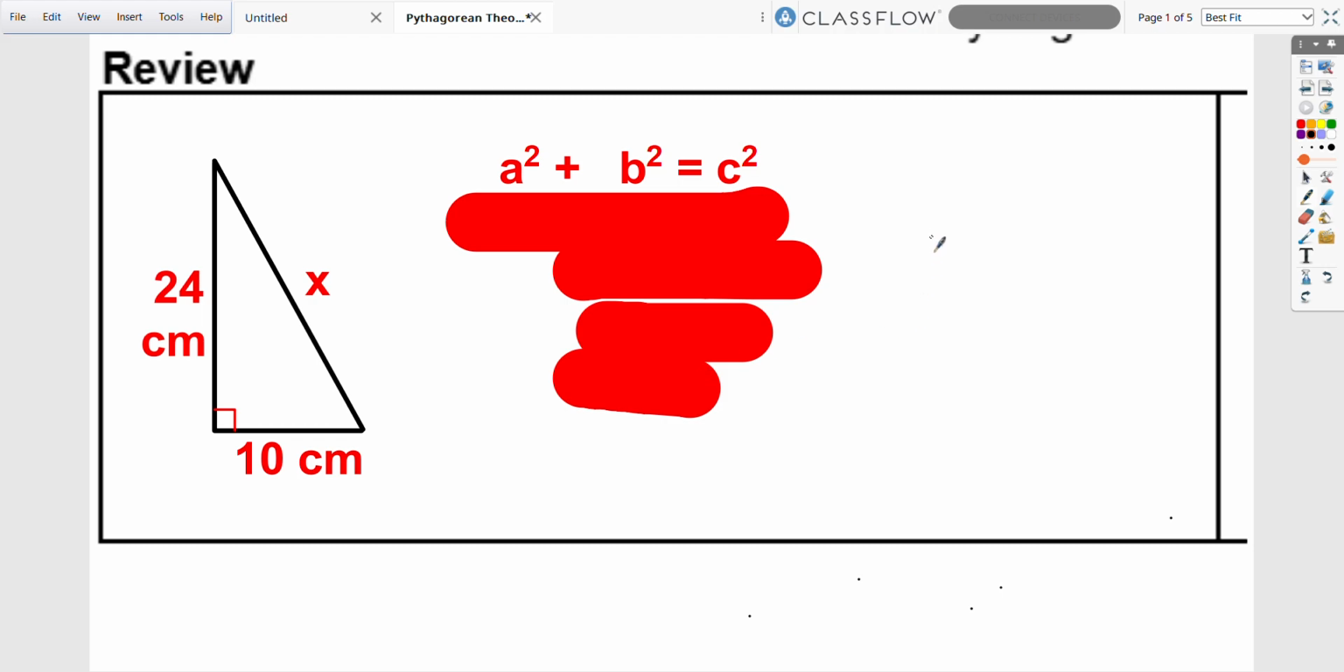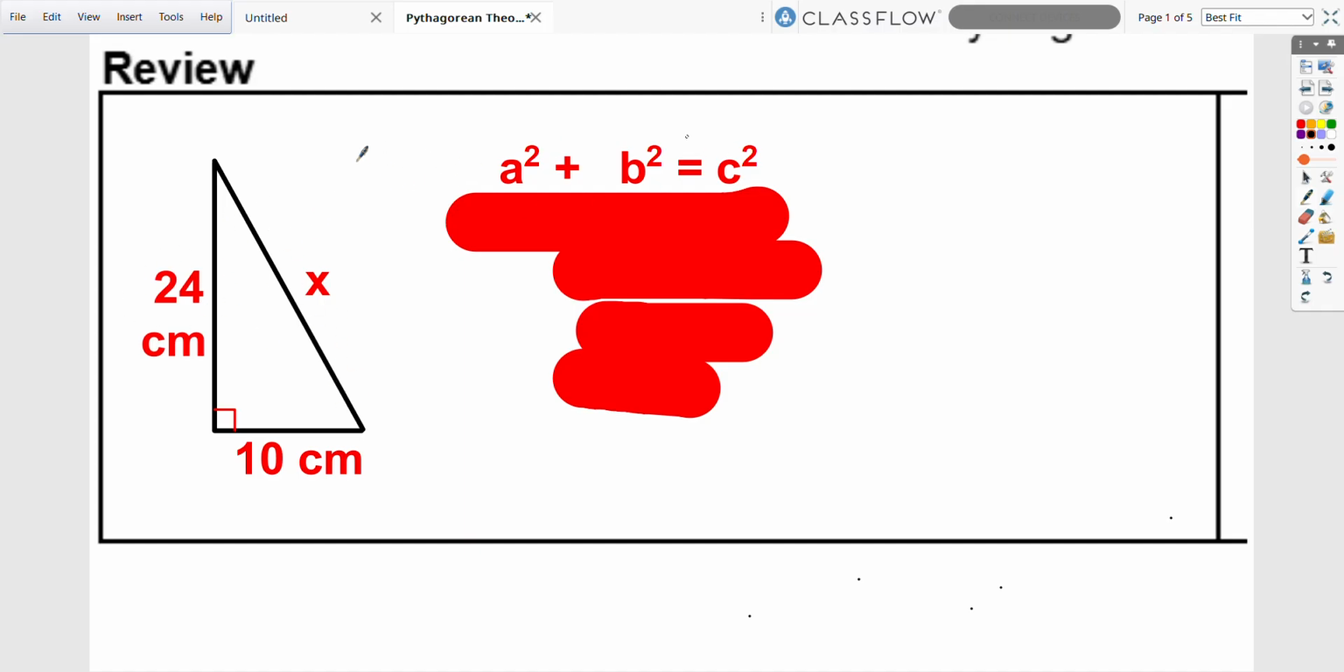Hello. In this lesson, we will be continuing on with the Pythagorean theorem. So, to review, the Pythagorean theorem only works on right triangles. We have a right triangle here with side lengths 10 centimeters, 24 centimeters, and an unknown hypotenuse.